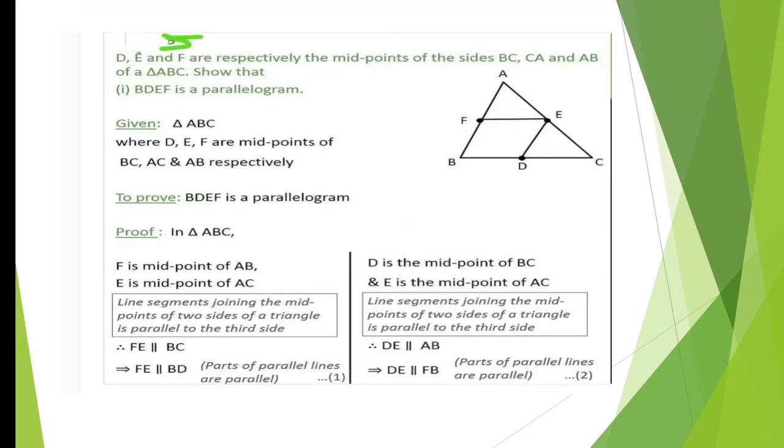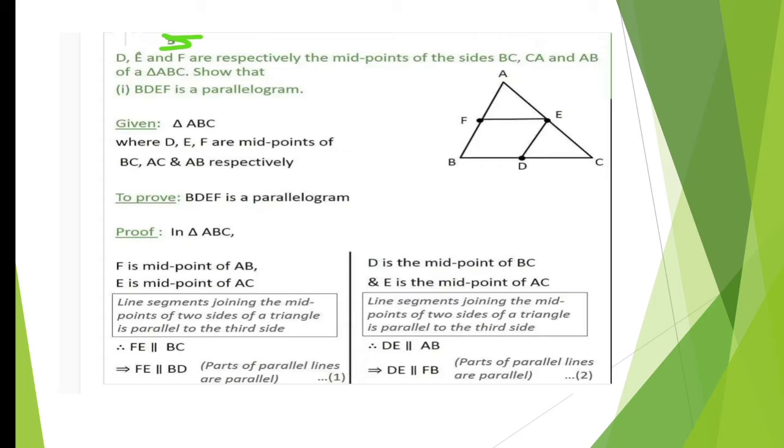Here you can see the question is written in green and accordingly I have changed the figure. D, E and F are respectively the midpoints of BC, CA and AB of the triangle ABC. Show that BDEF is a parallelogram. So you can see BDEF is a parallelogram we have to show.